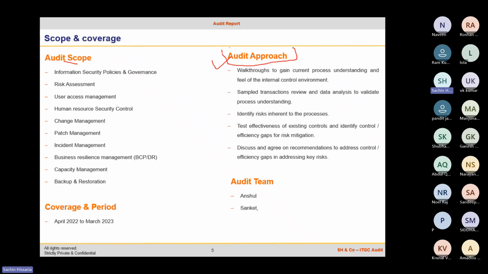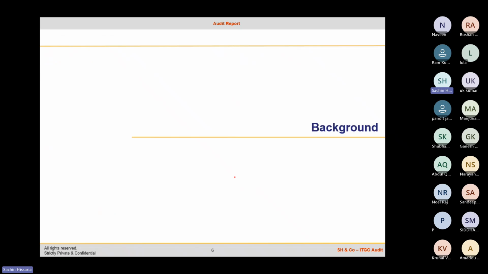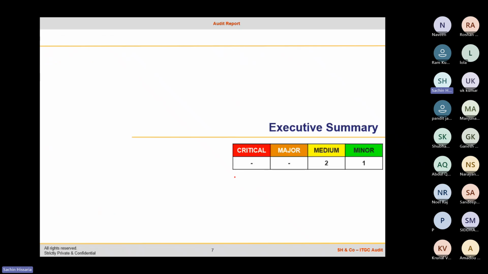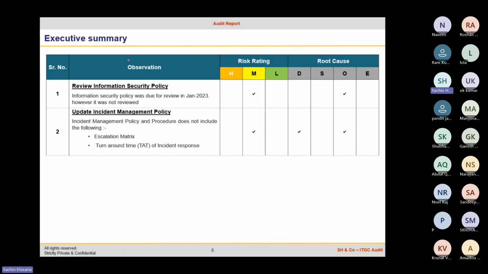This is a very generic audit approach which we follow in all audits, whether it is IT audit or non-IT audit, irrespective of the fact. How we are doing an audit: we are starting with the walkthrough, then reviewing sample cases, identifying risk, checking the design, checking the effectiveness, and accordingly discussing the findings and the recommendations with the auditee. Correct? This is the audit approach you have followed. What was the audit period? Who was the audit team member? You can write those names, and then the executive summary.